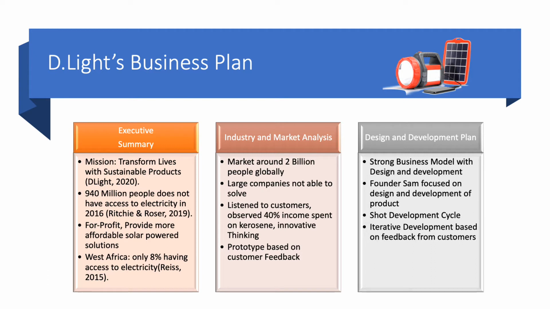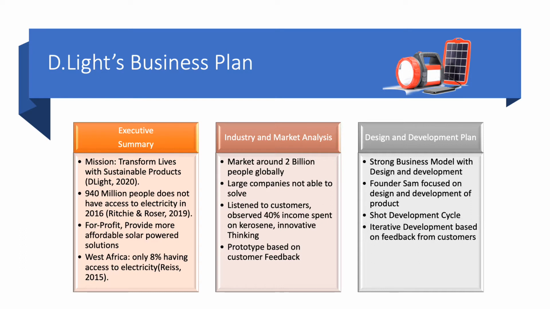The mission of Delight is to transform lives with sustainable products. Currently, 940 million people do not have access to electricity as of 2016. So Delight was started as a for-profit organization and it provided more affordable solar powered solutions. In West Africa, only 8% of the people have access to electricity. That means there is more opportunity.